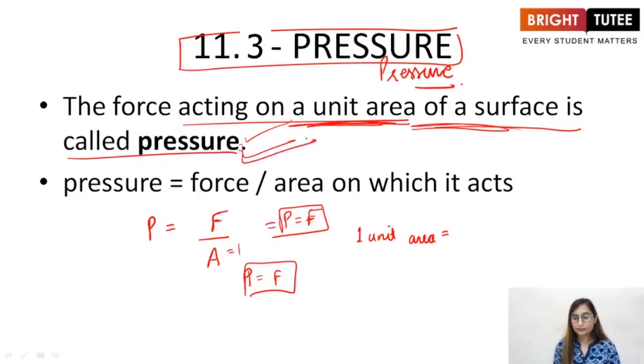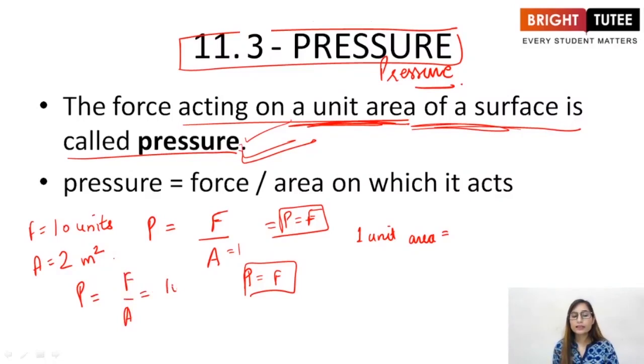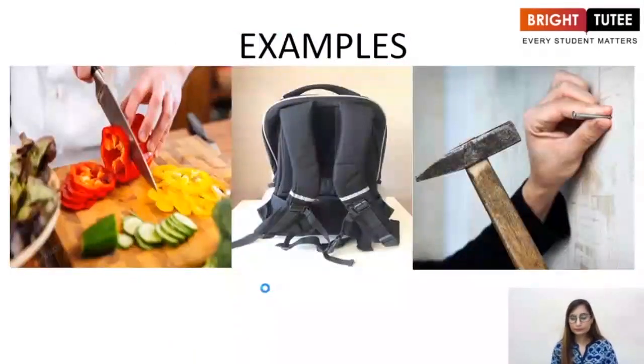Now let us say that the force acting is 10 units and the area is 2 meters square. So what will be the pressure? Pressure will be force by area, that will be 10 by 2, which will be equal to 5 units. This is the pressure. Pressure is the force acting on a unit area of a surface. So let us see some examples.